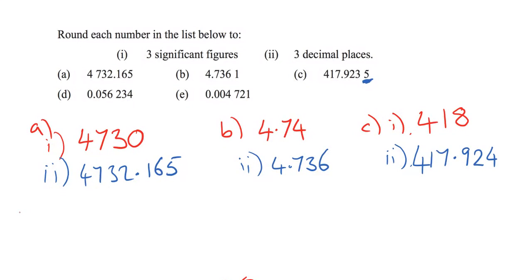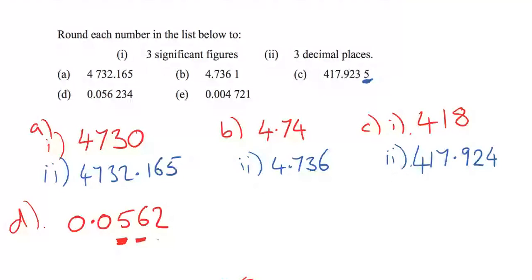Okay, on to D. Now, when we are rounding to significant figures, we do not count these numbers to the left. Okay, they're just place value markers. They're not really the start of the number. So if I'm rounding a number, we're going to slightly break our rules about starting to the left here. Our number to 3 significant figures is 0.0562. Our first significant figure is the 5.